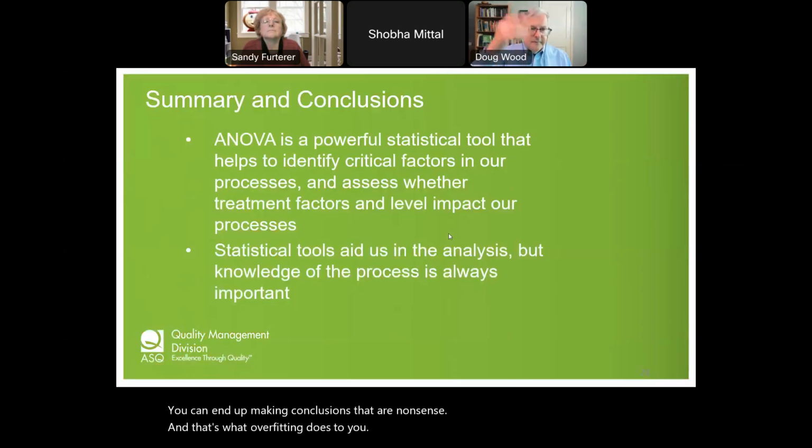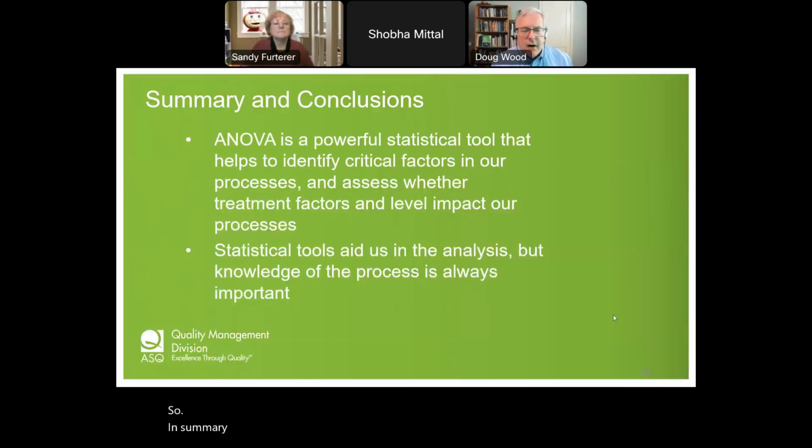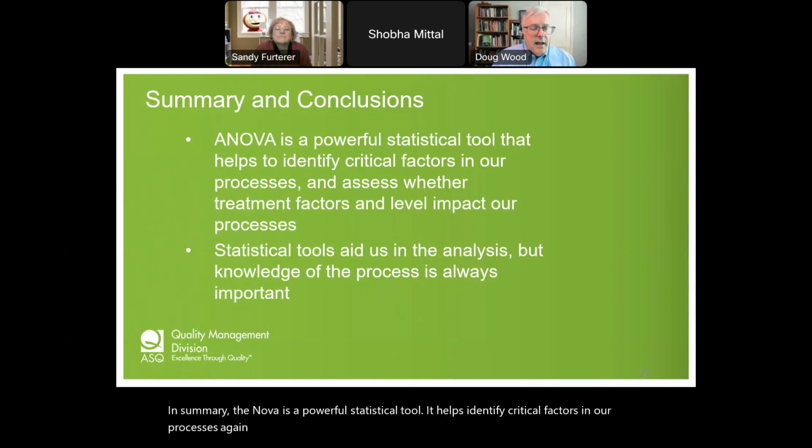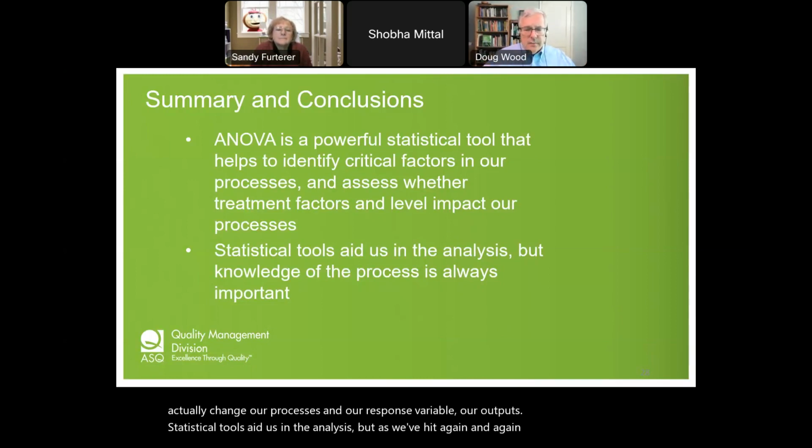So, in summary, ANOVA is a powerful statistical tool. It helps identify critical factors in our processes, again, within our limits. And it helps us assess whether treatment factors and levels actually change our processes and our response variables, our outputs. Statistical tools aid us in the analysis, but as we've hit again and again, knowledge of the process is always important.